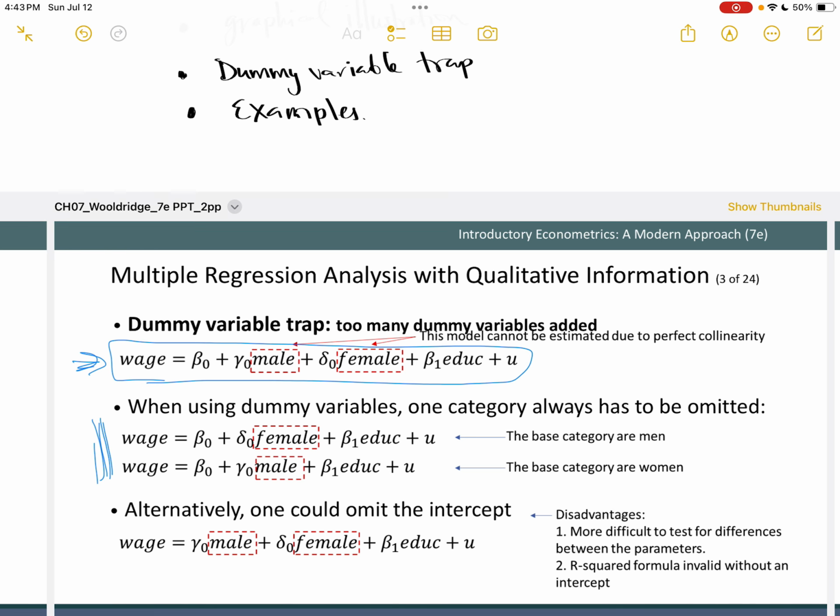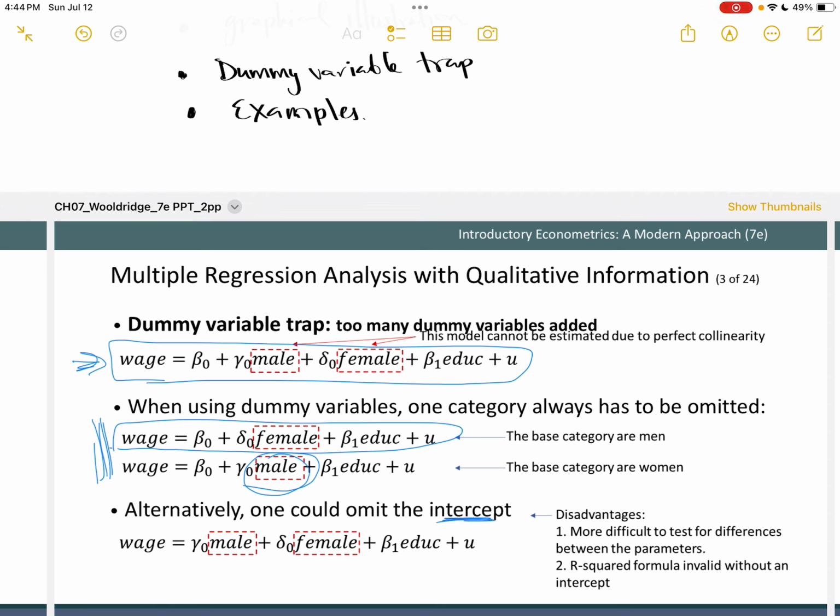So, when using dummy variables, if you have 2 categories, one category will always have to be dropped. What if you had 5 categories? One category is always dropped. What if you have 10 categories? One category is always dropped. Okay. So in this first equation where we have a female dummy variable, that means that we left out the male category, making the male category the base group or the base category. And where you have the male dummy variable in there, then the base category that we compare to is the women category.